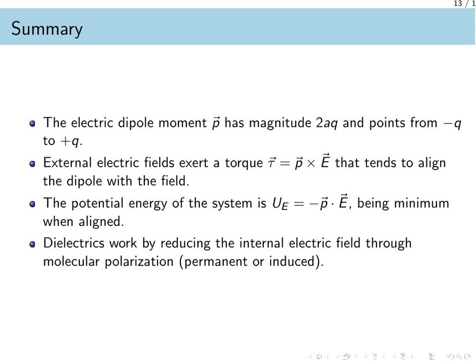To summarize our discussion, the electric dipole moment has a magnitude of 2a times q and is directed linearly from the negative charge to the positive charge. External electric fields exert a predictable torque that tends to physically align the dipole moment with the field direction. The potential energy of the entire dipole system is minimized when the dipole moment is perfectly aligned with the external electric field. Finally, dielectrics alter capacitor behavior by reducing the internal electric field through the mechanism of molecular polarization, which can be either a permanent characteristic or an induced effect.